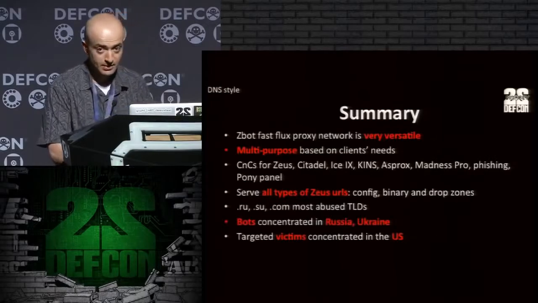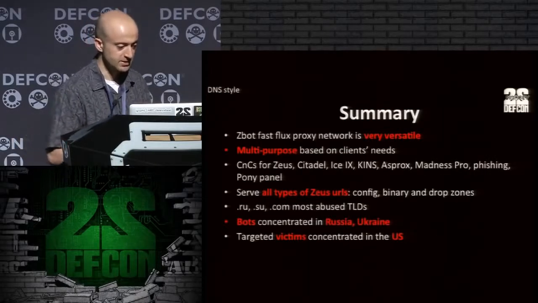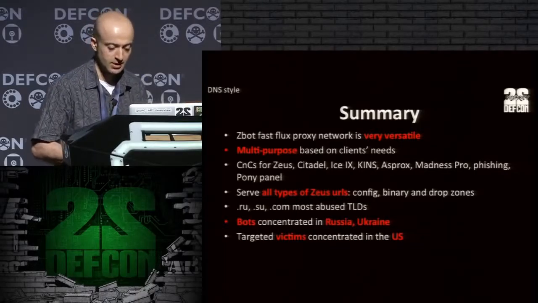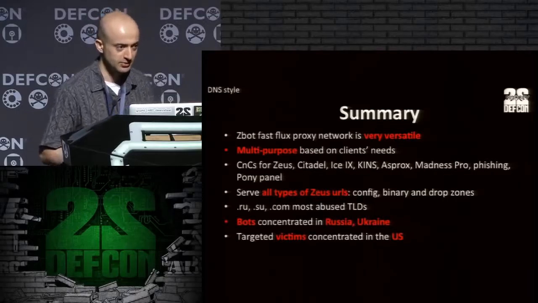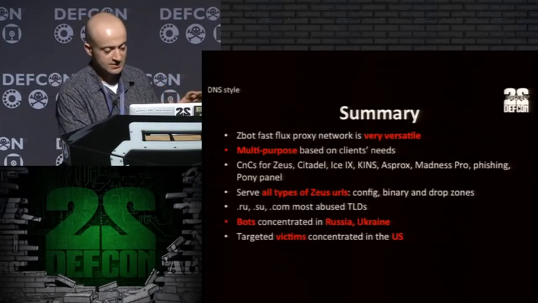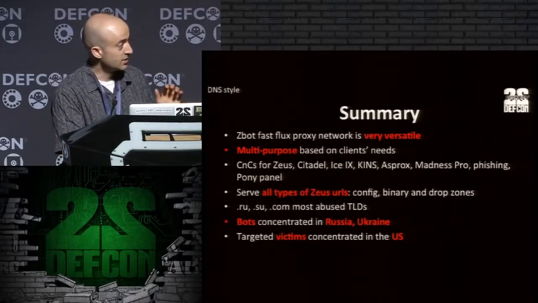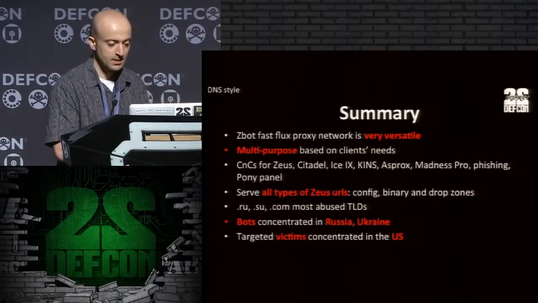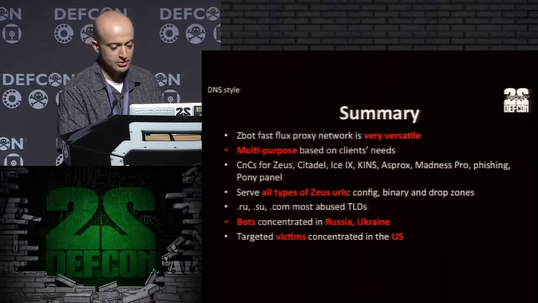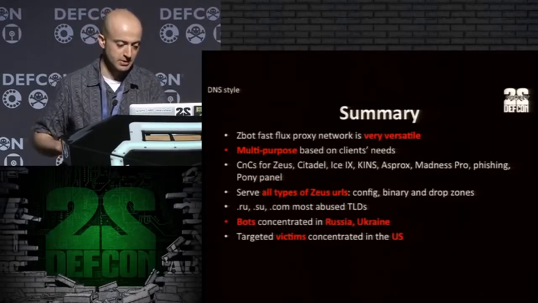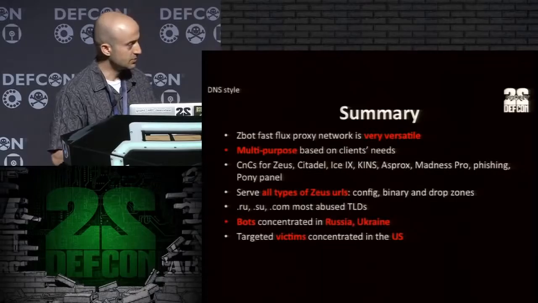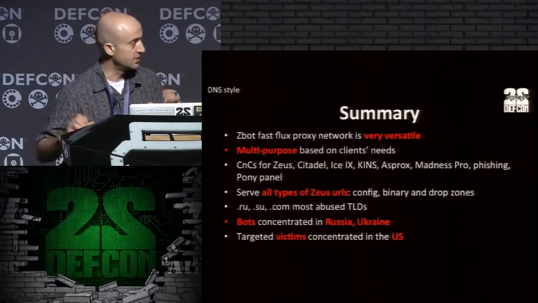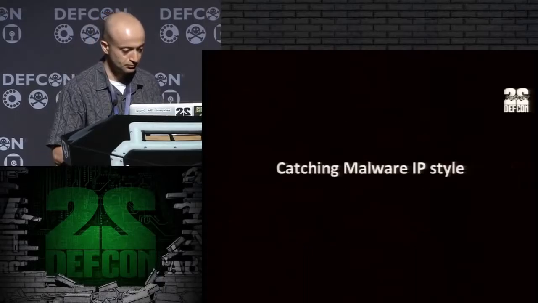So in summary, about this part dealing with DNS, we shared with you information and research about the ZBot Fastflex proxy network. I mean, Fastflex has been around, people know about it, but in this case, this Fastflex proxy network is alive. It's very active, it's multi-purpose, used by a variety of malware, and it's mainly hosted in Russia and Ukraine, targeting machines in North America, and abusing mostly .ru and .su. So that's kind of interesting to look at this very current threat.